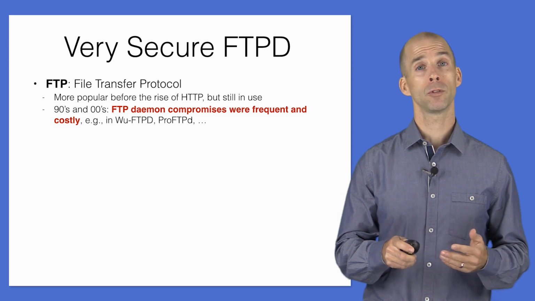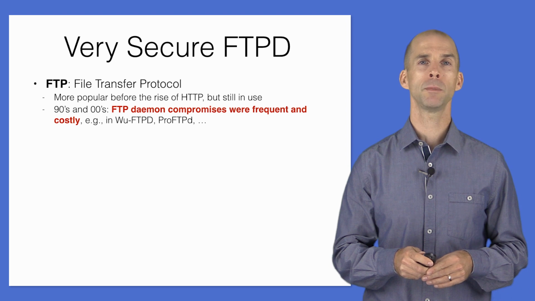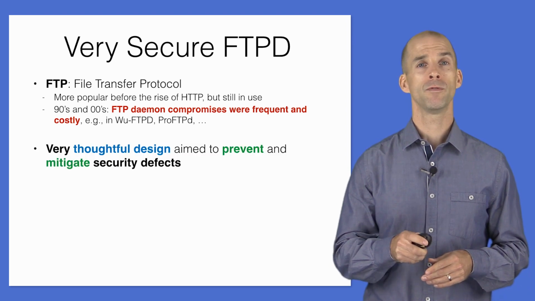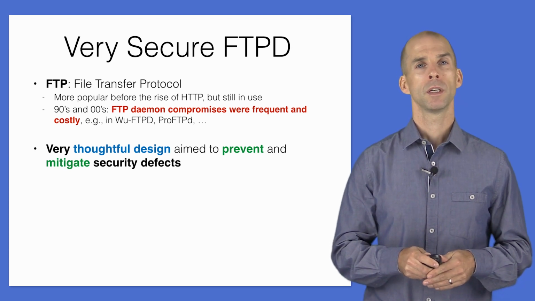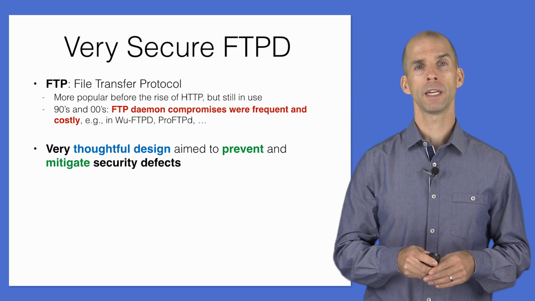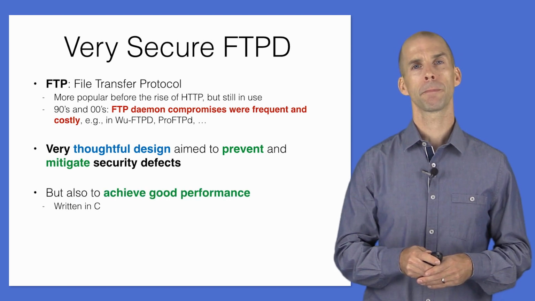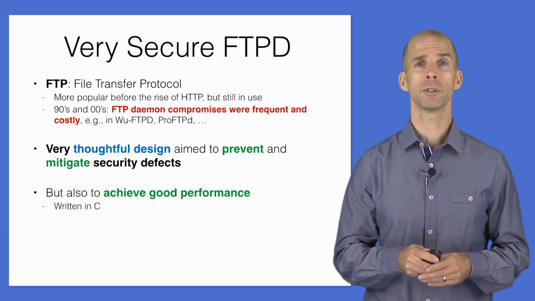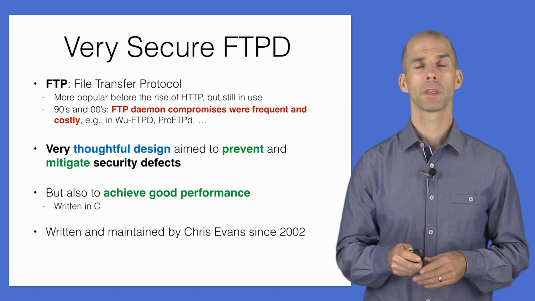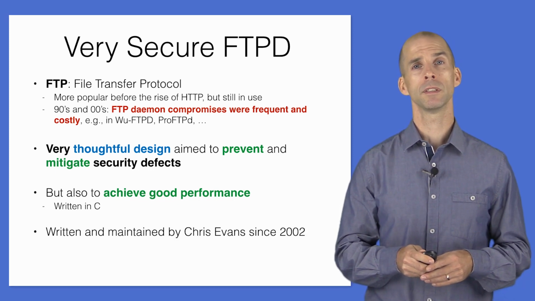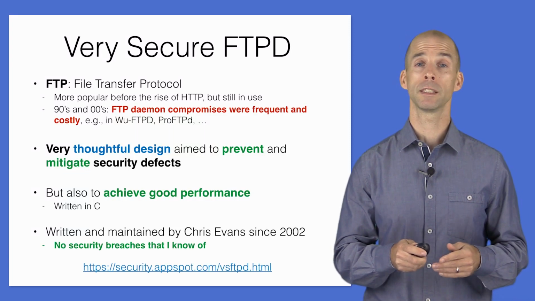In the 90s and early 2000s, there seemed to be a never-ending parade of compromises to FTP server software. VSFTPd was written in response to this poor state of affairs. It is a very thoughtful design aimed to prevent and mitigate defects. At the same time, it aims to get good performance. For example, it's written in the C programming language rather than a higher level and type-safe language like Java. It's written and maintained by Chris Evans, and as far as I know, there has never been a recorded security breach against it.